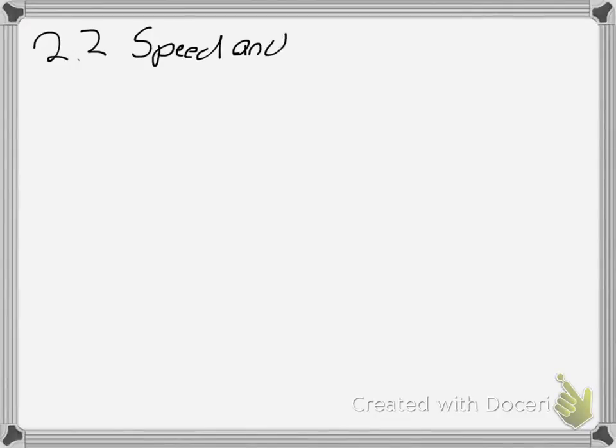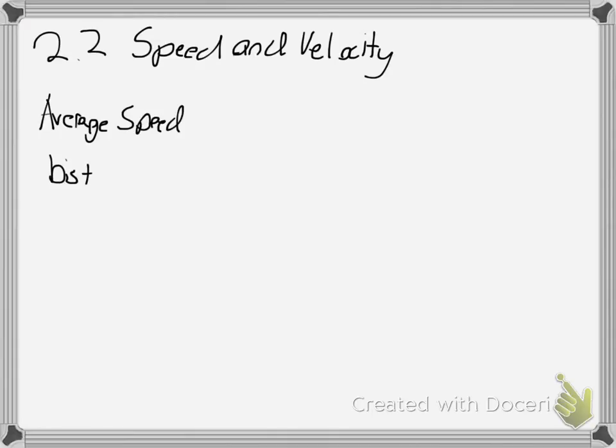Okay, Chapter 2, Section 2, Speed and Velocity. So the first thing we're going to talk about is our average speed. The basic formula for our average speed is our distance divided by time. And remember, there's a thing such as distance and displacement. So when you're trying to calculate the speed, you have to make sure to use the distance.